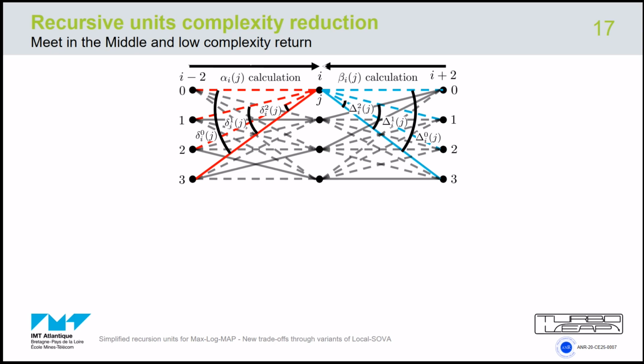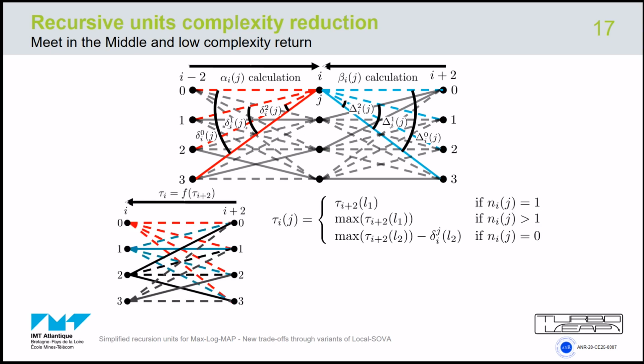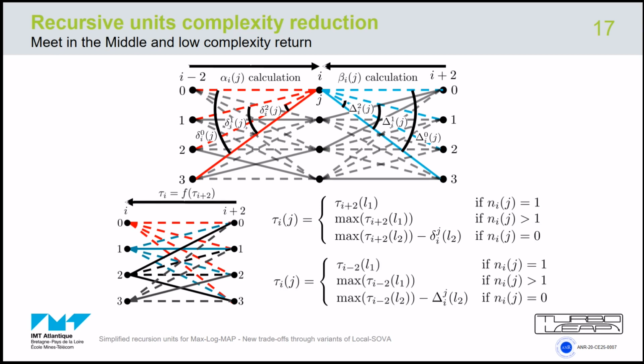We propose to estimate the values of tau at position I from position I plus 2 at the left side of the subtrellis and from I minus 2 at the right side of the subtrellis. Taking the example of the left side of the subtrellis, if the considered state j is at the starting point of only one winning path, the value of tau is directly copied from position I plus 2. On the other hand, if j is the starting point of more than one winning path, the maximum value between the corresponding taus is considered.